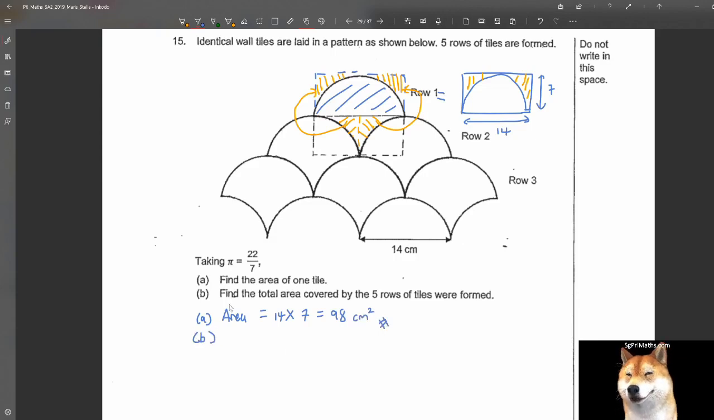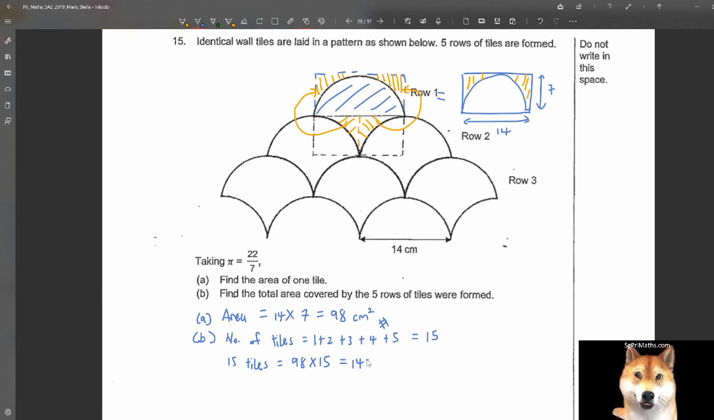Now part B. Find the total area covered by the 5 rows of tiles that were formed. So we need to find the number of tiles first. Number of tiles equals row 1 has 1, plus 2, plus 3, 4th row, 5th row. So we have 3, 6, 10, 15, 15 tiles. So 15 tiles equals the area of one tile, 98, multiplied by 15. That will give me 98 times 15, 1470 cm squared. That's the answer.